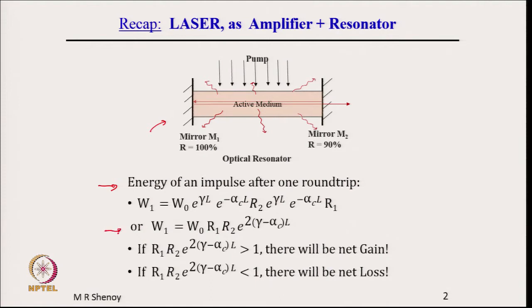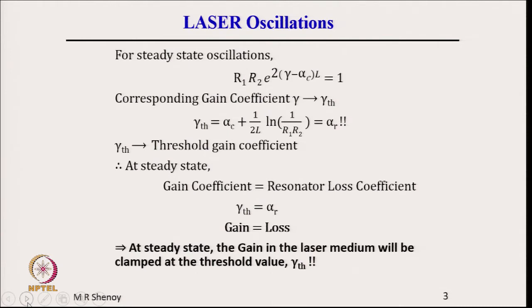and we have also seen that if R1 R2 into e to the power of twice (gamma minus alpha c) into L is greater than 1, then there will be net gain. Otherwise, if it is less than 1, then there will be net loss. And for steady state oscillations, we want this factor to be exactly equal to 1, so that there is neither build up nor attenuation. The corresponding gain coefficient gamma threshold is given by this expression, which we know is equal to the resonator loss coefficient.